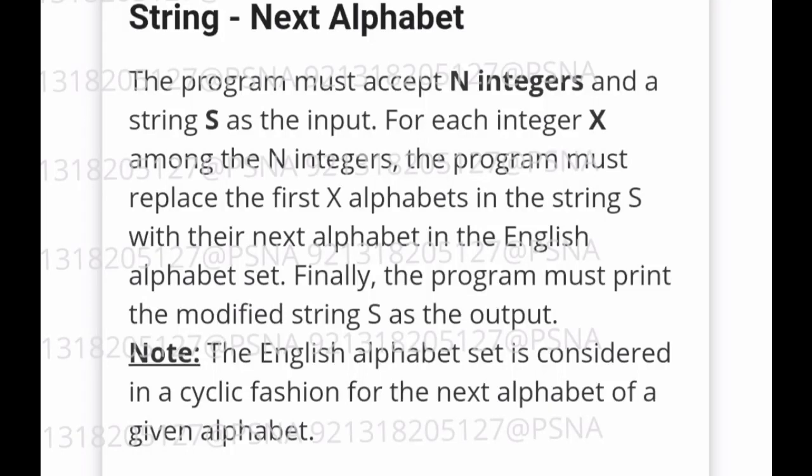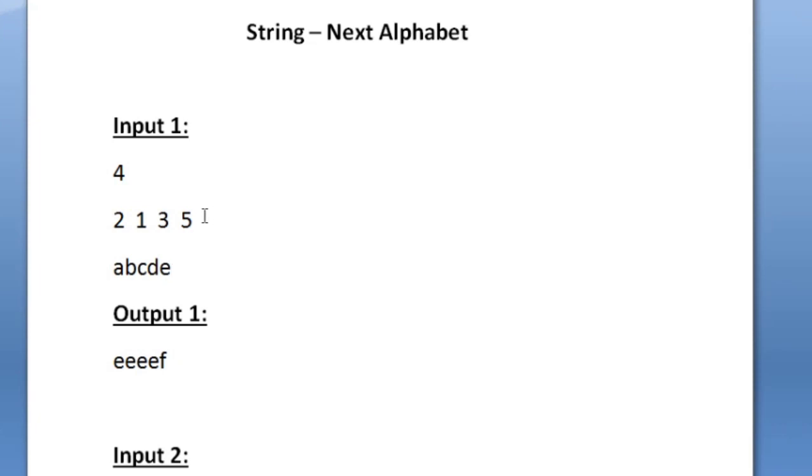This is the question asked in today's SkillRack daily challenge. We are given n integers and a string as input, and for this input this is our expected output. So let us see how we are getting this.